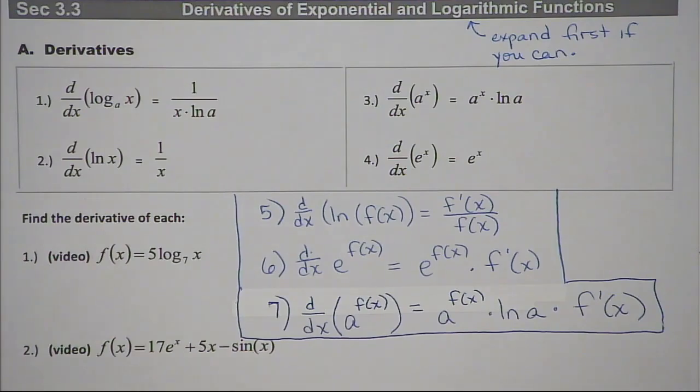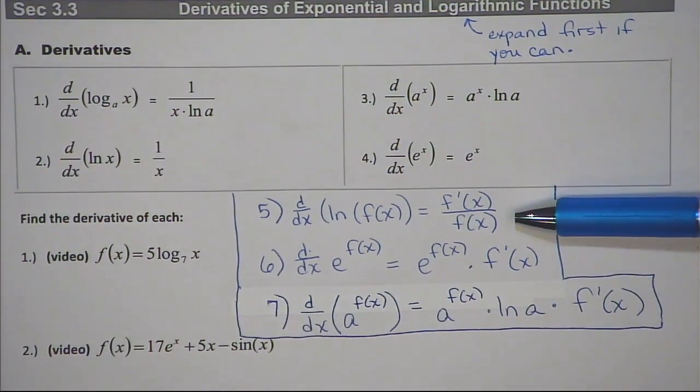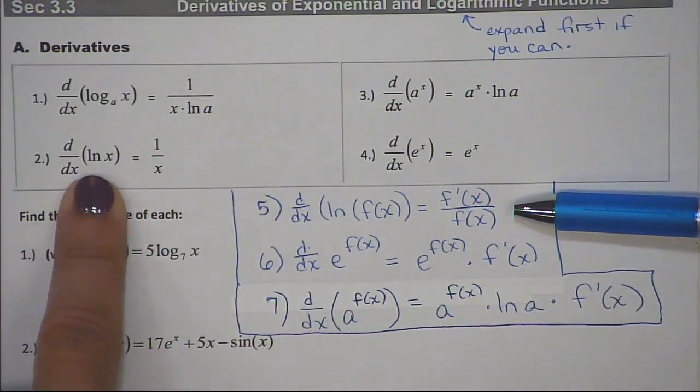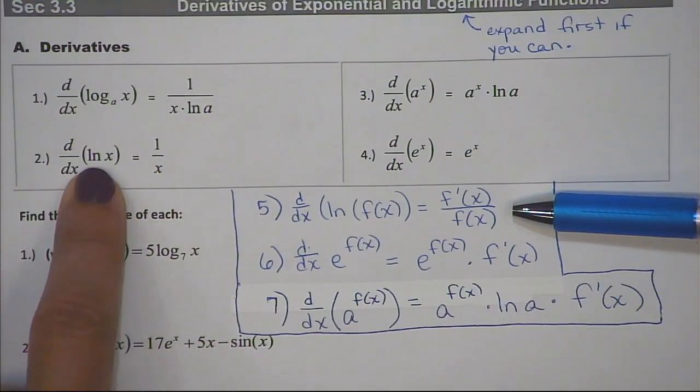Okay, so I'll read those out to you just in case you can't see them. I'll go through them as we talk about it. Number 5 is an extension of number 2. So I want to talk about those as we go through, okay?